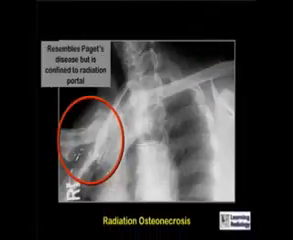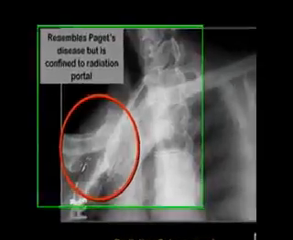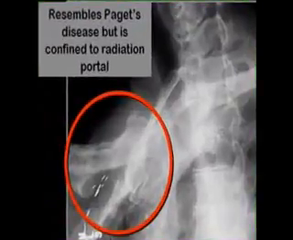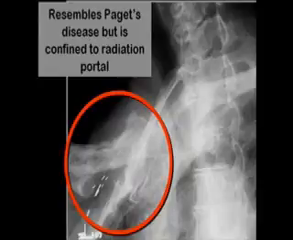This is an example of radiation osteonecrosis of the clavicle in an individual who was irradiated for breast carcinoma and who received a portal of radiation to the supraclavicular nodes. You can see that the right clavicle has a somewhat thickened cortex and a coarsening of the trabecular pattern, which actually resembles the findings that you might see in Paget's disease, except it is confined to the radiation portal.